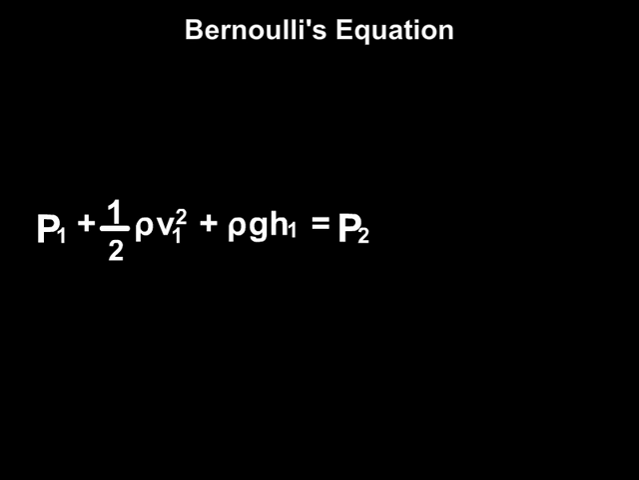Thus, we can write the equation as P1 + (1/2)ρv1² + ρgh1 = P2 + (1/2)ρv2² + ρgh2. This is the Bernoulli's equation.